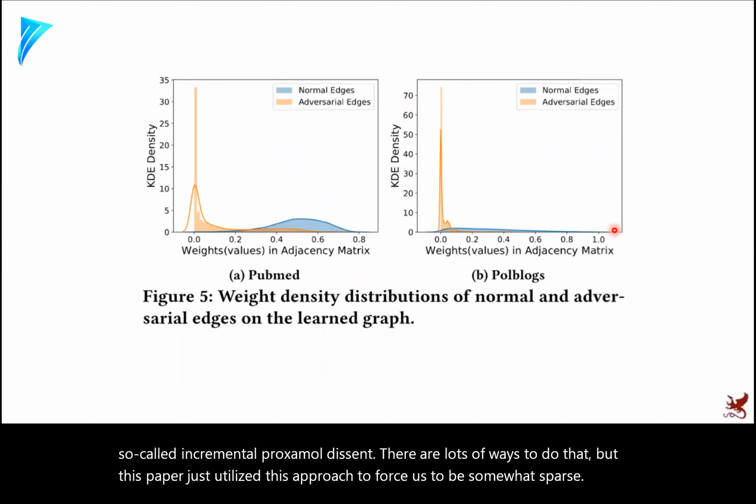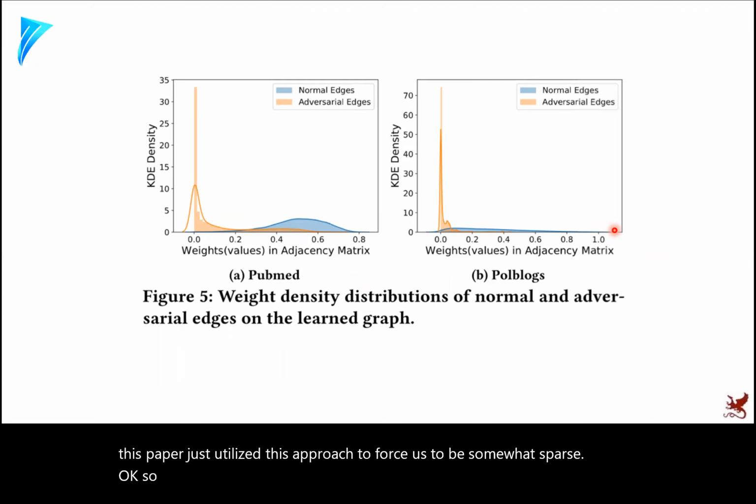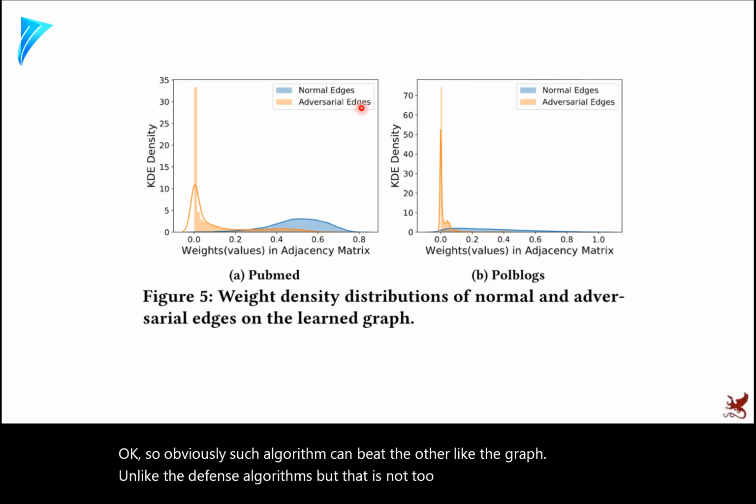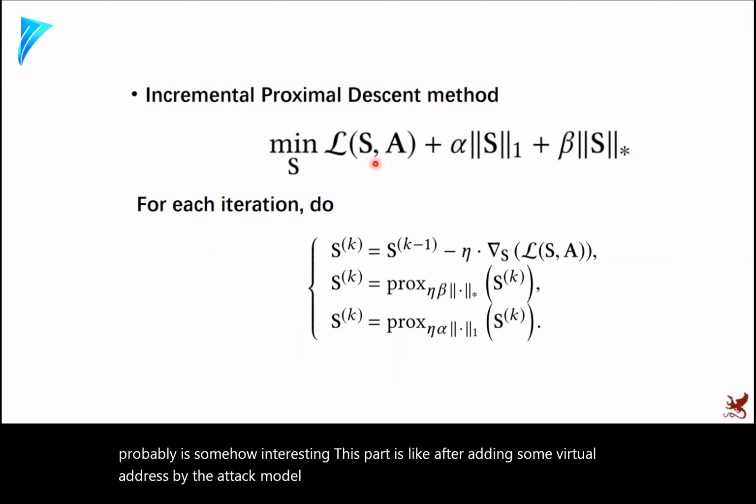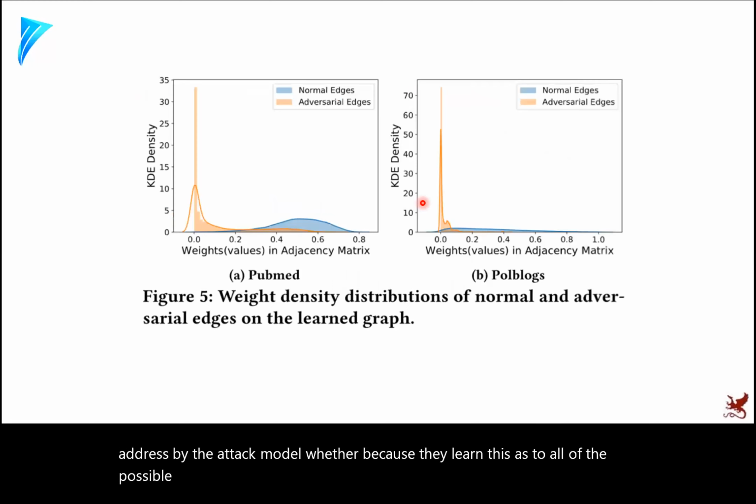Okay, obviously such an algorithm can beat the other graph adversarial defense algorithms, but that is not too surprising. But I think this plot is somehow interesting. This plot shows, after adding some adversarial edges by the attack model, the values they learn in this S for all of the possible edges. So they want to plot the values of the edges that are attacked versus the edges of the original graph.